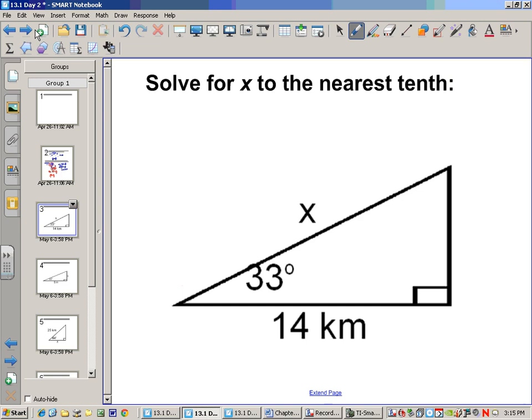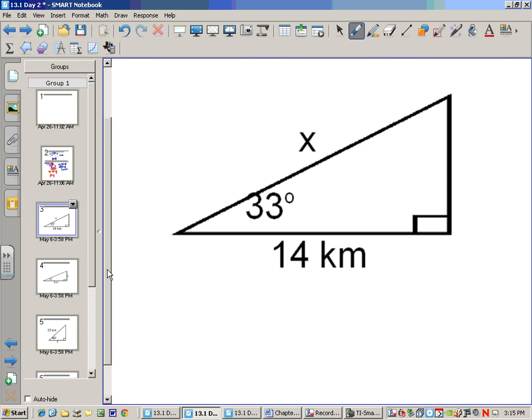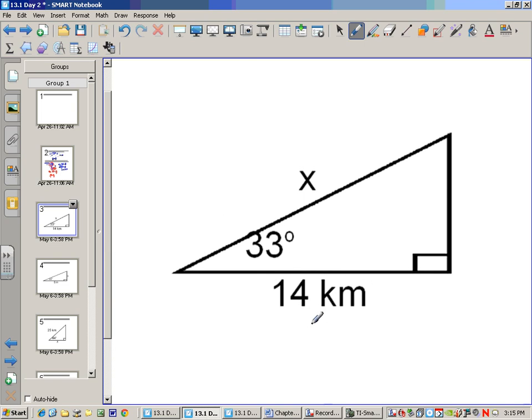All right, now I want you to try this. So write this problem down, pause the video, and see if you can find the value for x. All right, hopefully you're done. So this side is your adjacent side. This is our hypotenuse. Adjacent over hypotenuse is cosine. So we write out our statement. Cosine of 33 is going to be my adjacent side, which is 14, over my hypotenuse, which is x.